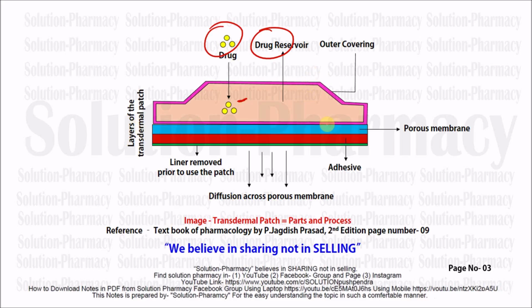The next is the porous membrane. The color blue represents the porous membrane from where the drug will move slowly, and just beneath that there is adhesive that will stick to the skin, and the last layer is a thin layer. This is called the liner, which has to be removed prior to the use of the patches. So these are different layers of the patch, and the drug will diffuse slowly from the reservoir, and this diffusion will reach the skin where it is applied. So this is the basic diagram of transdermal patches.